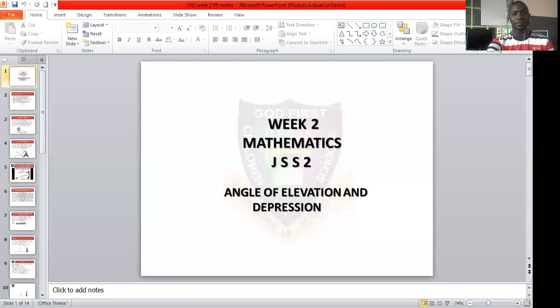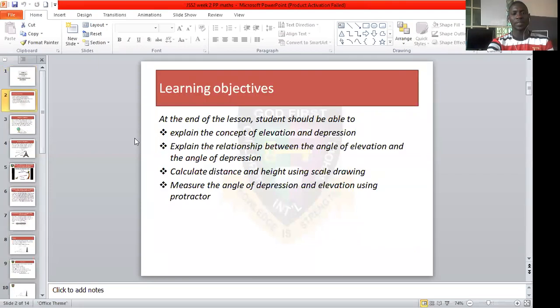Before I go into that fully, I would like to introduce you to the topic properly by giving our learning objective, what we are to look into, or what we should have achieved at the end of the class. So this is our learning objective. At the end of the lesson, students should be able to explain the concept of elevation and depression, explain the relationship between angle of elevation and angle of depression, calculate distance and height using scale drawing, and measure the angle of depression and elevation using a protractor.